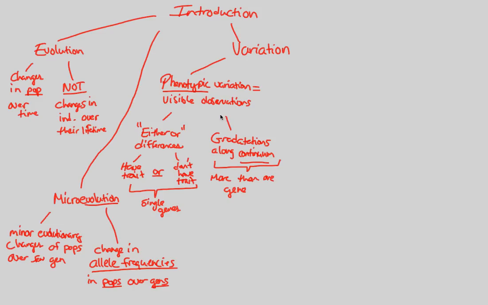So that's just one type of variation, and variation is absolutely necessary for evolution to happen and microevolution to happen. Variation is a prerequisite of those things. We're going to see why as we move forward.